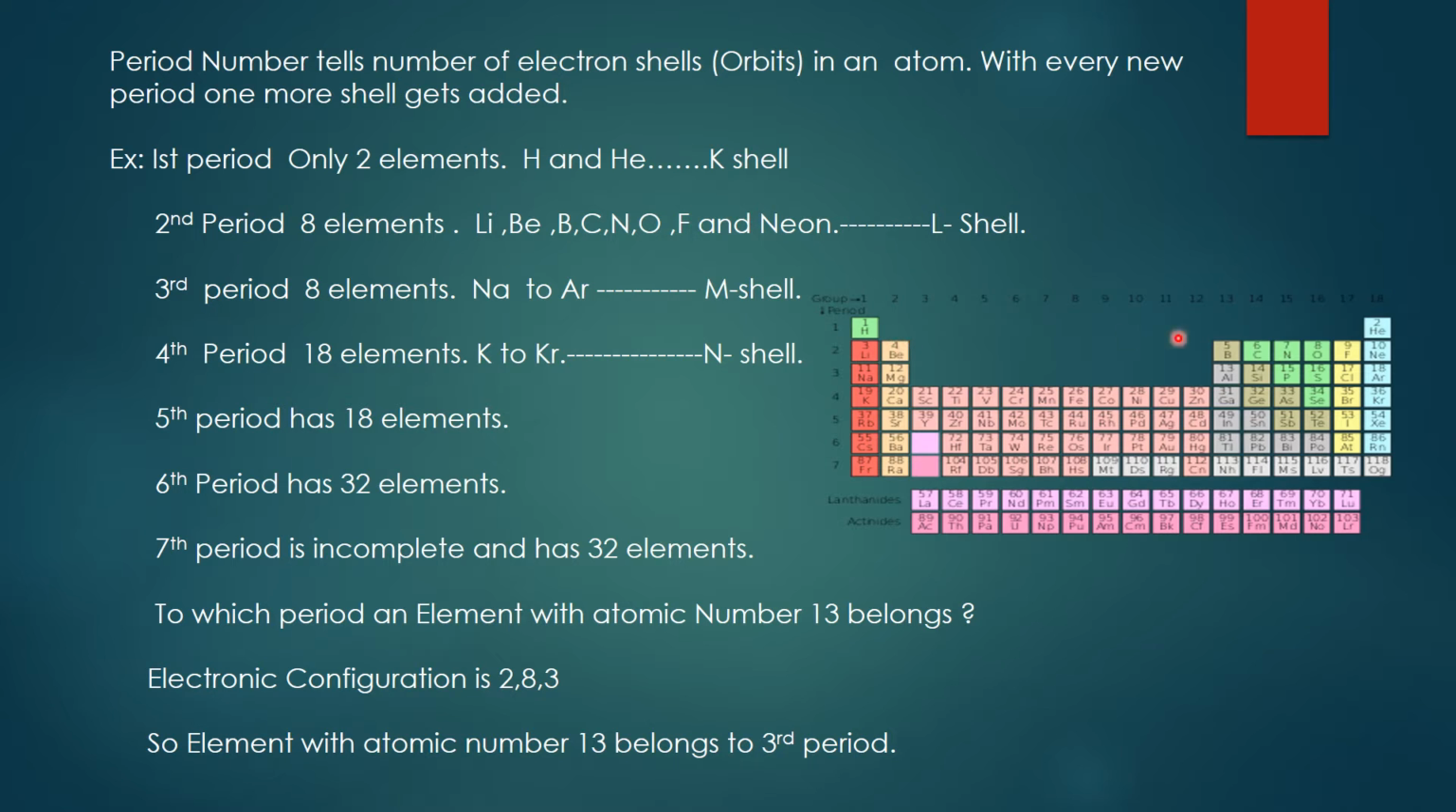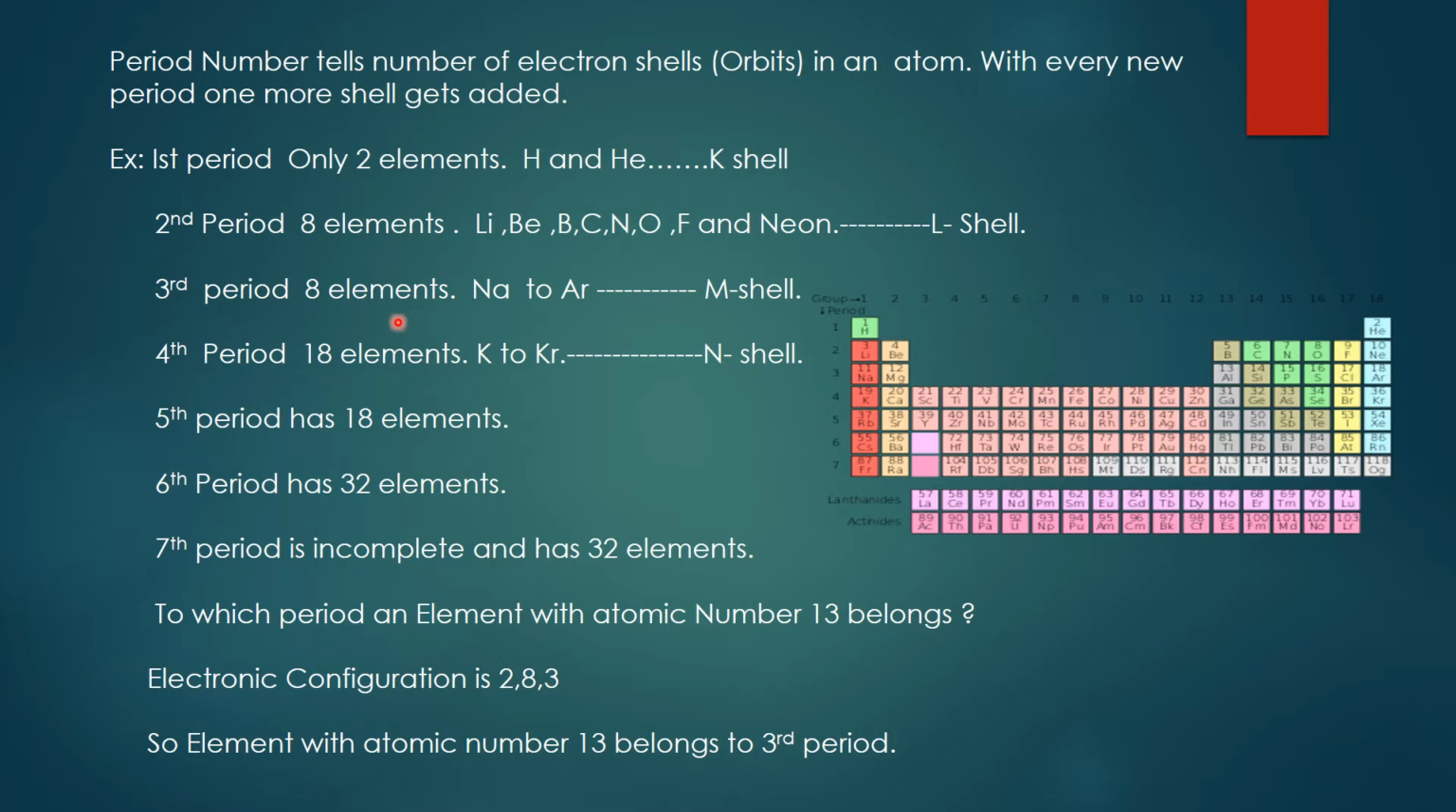See this one: hydrogen and helium. Go for the second period. This second period is lithium to what? Neon. Lithium, beryllium, boron, carbon, nitrogen, oxygen, fluorine and neon. So, this belongs to the L shell. So, the first period has the K shell, and the second period has 2 shells, 2 orbits, that is K and L.